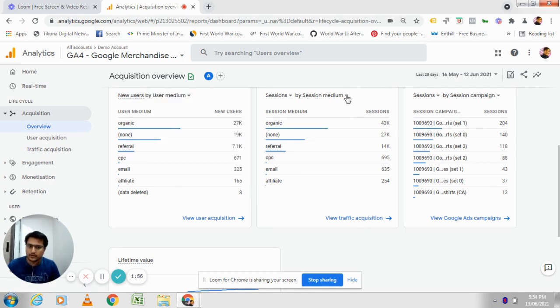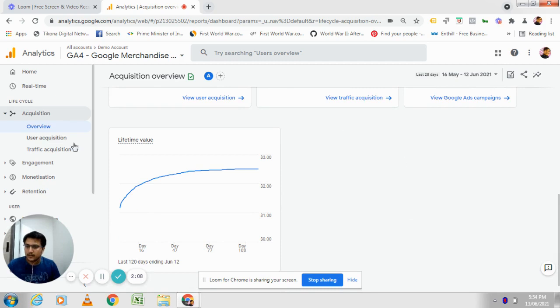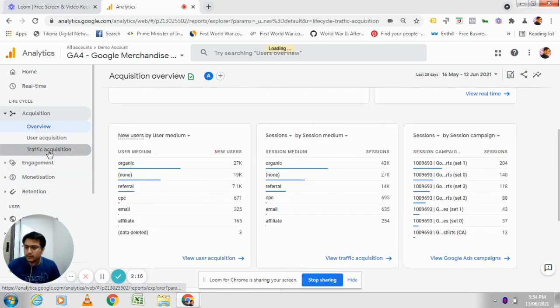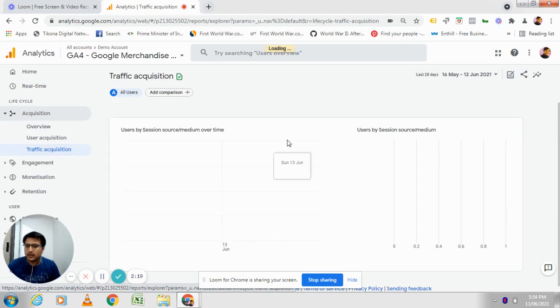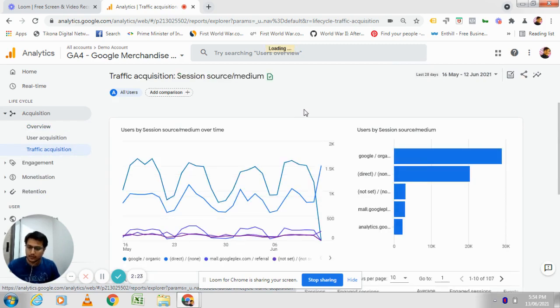Now, if you go to sessions, you can see different sessions, and you can segregate them by campaign, source plus medium, or default channel. Then there is something called lifetime value, which we will talk about in the retention segment. Now, let's move to the next important section. This is something where a performance marketer should focus.